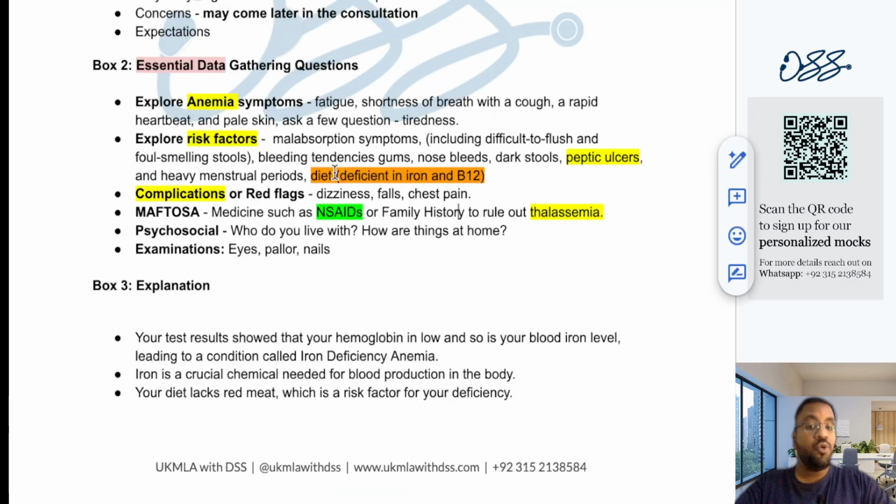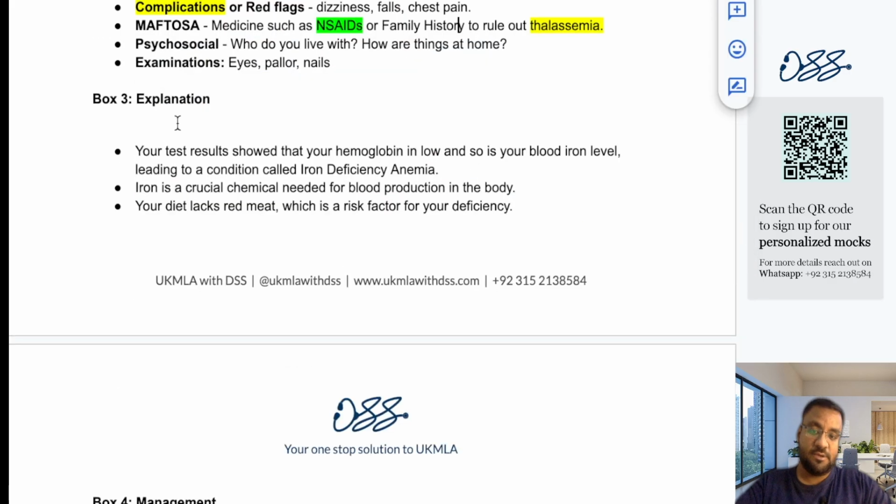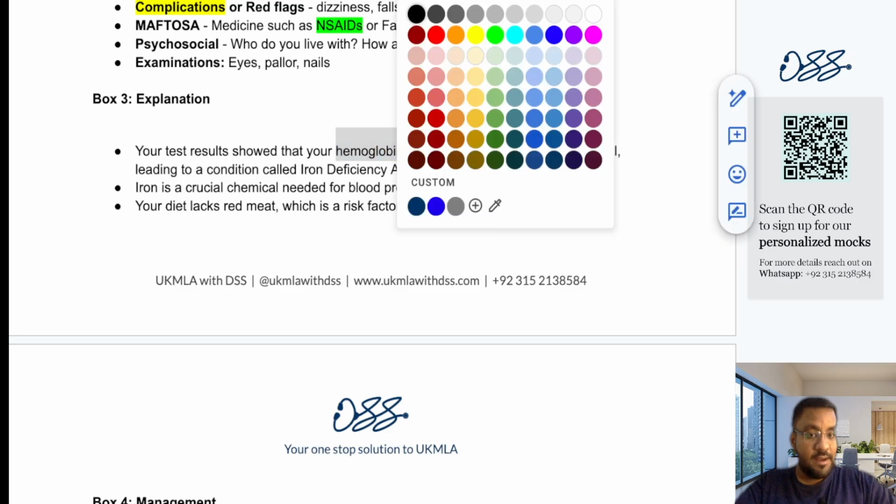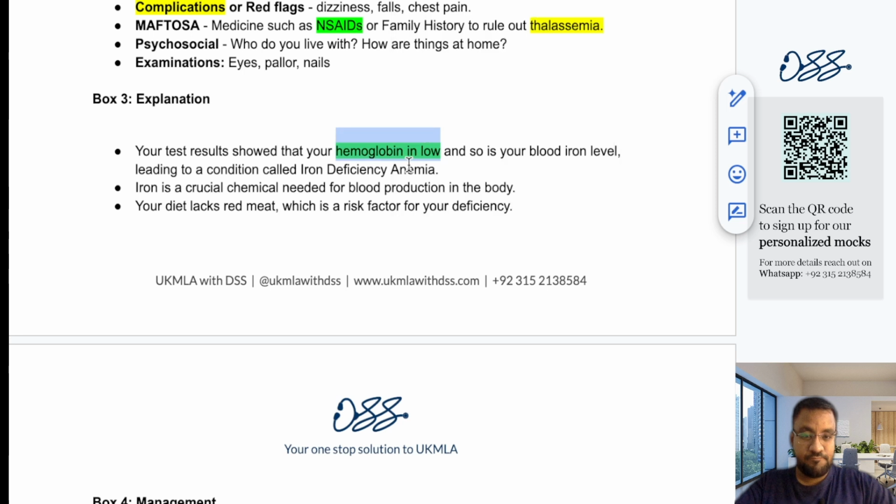Then how do you explain a particular test result? Okay, the explanation is simple: thank you so much for answering all my questions from the chat that we have had, and from my examination findings and the test results that are there in my hands right now, it shows that your hemoglobin is low, and so is your blood iron levels, leading to a condition called iron deficiency anemia.